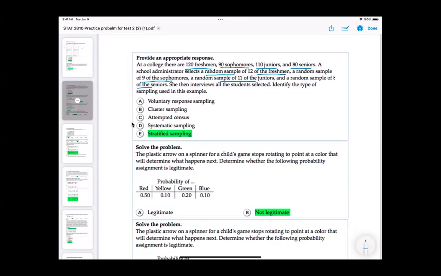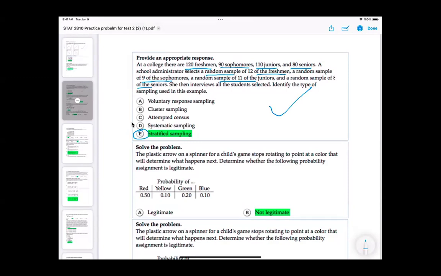And when you look at all these, for cluster, it means that, for example, we just choose, are we taking sophomores or juniors? When we take any of them, we are going to interview all of them. But the stratified says that we pick some people randomly from each group and then we interview them. So when you look at this one, E is the best answer for this type of sampling.